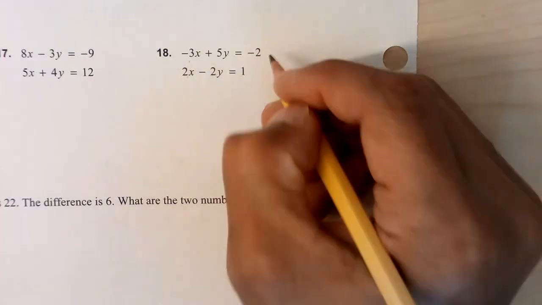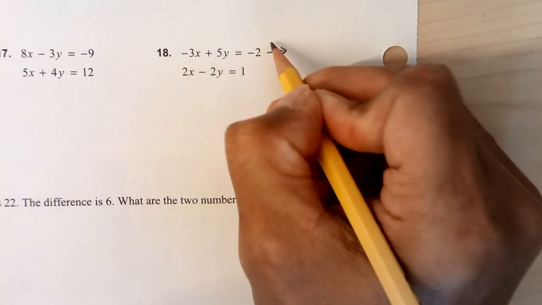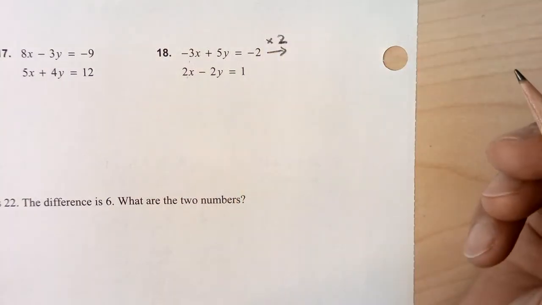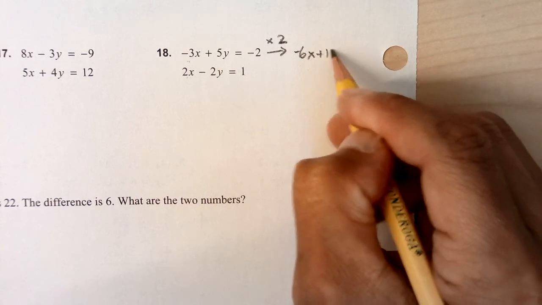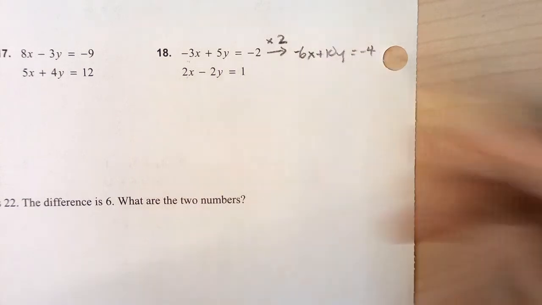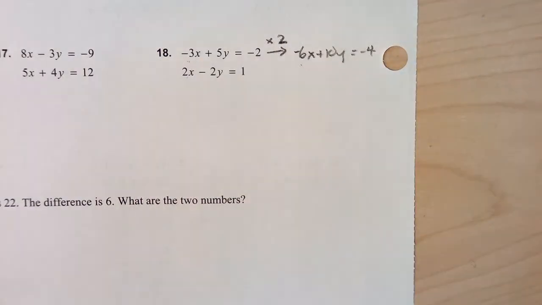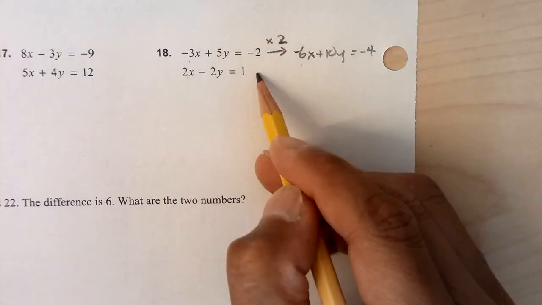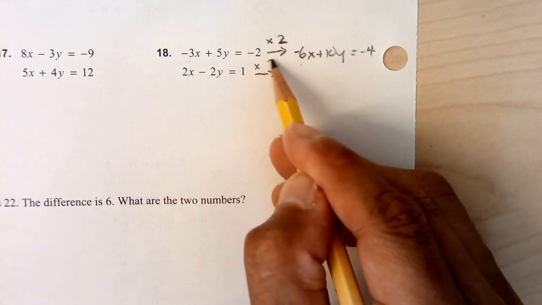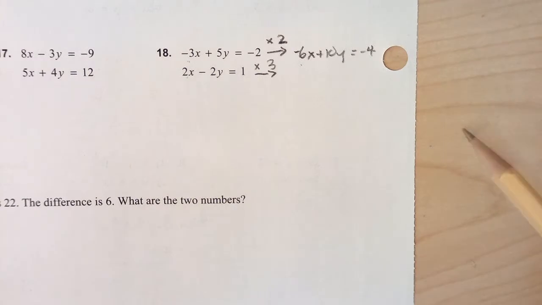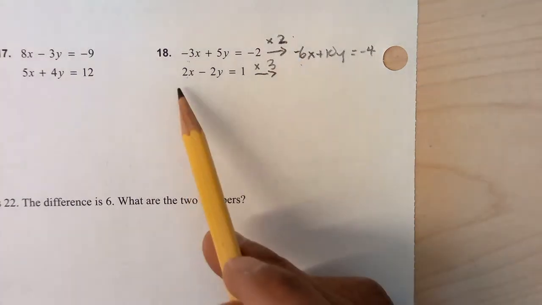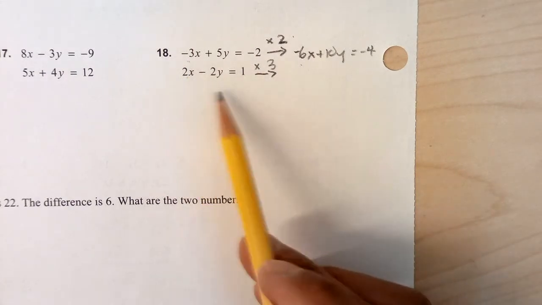So the first equation, I can multiply the entire first equation by 2. And then what I'll end up with is negative 6x plus 10y is equal to negative 4. Since I have negative 6x in the first equation, the opposite of that is positive 6x. So I'd multiply the second equation by 3. If you need to multiply both the equations by a number, it's not going to be the same number. I'm multiplying the first equation by 2, the second equation by 3. But I have to multiply everything in the first equation by 2 and then everything in the second equation by 3.